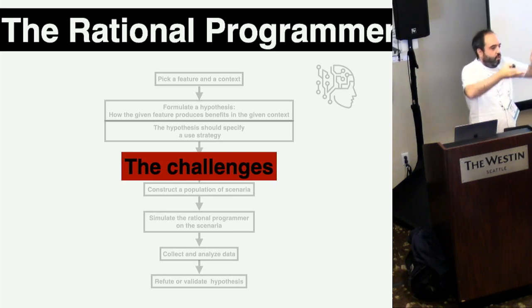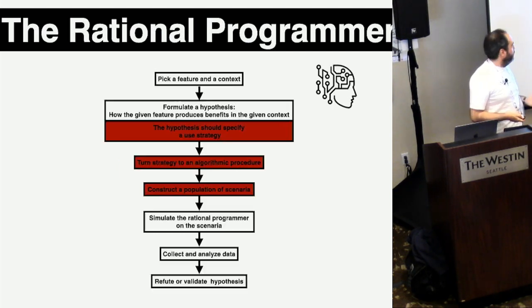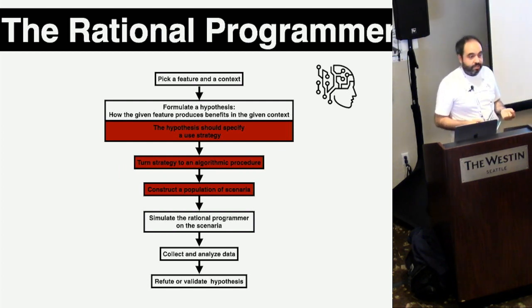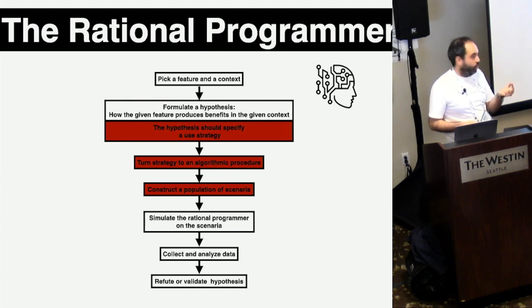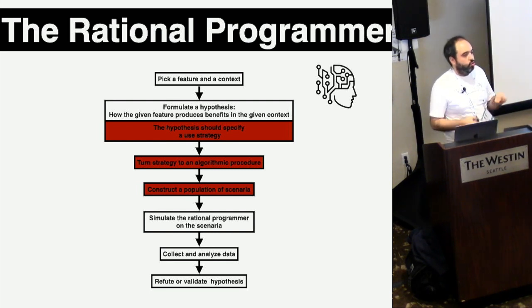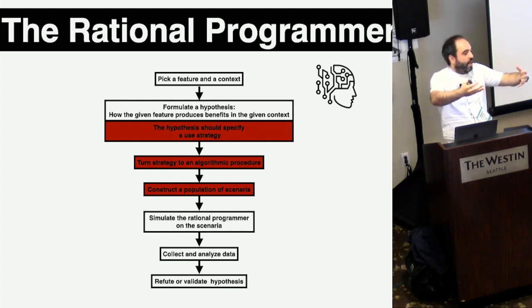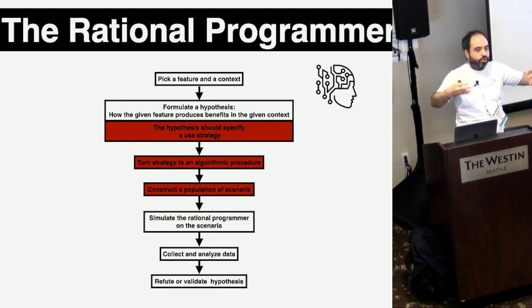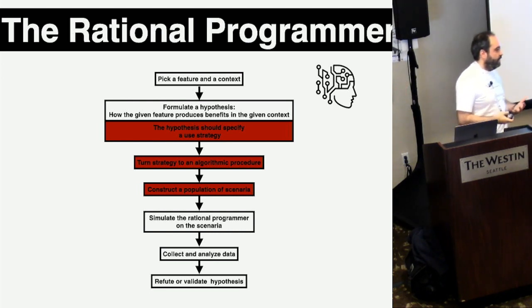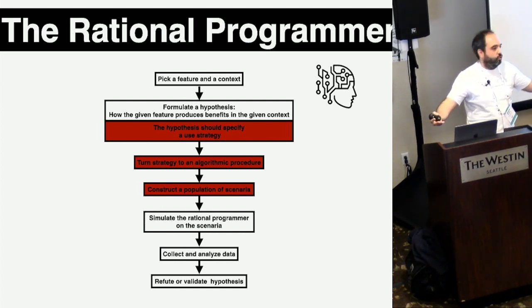I want to say, though, that even though I made it look like a very streamlined process, there are significant challenges that someone needs to overcome in order to implement it. So we need to come up with a hypothesis, and in particular, a hypothesis that has a strategy at its core about how we are going to use the feature to achieve our goal. Then we need to turn this strategy into a procedure. And this is very tricky in some cases because we are abstracting over a programmer. This often involves creativity. So somehow we have to take that creativity out of the mix in order to get an actual algorithm. And finally, we need to be able to create a significant, diverse population of scenarios, so that we can draw from the simulation results that have some significance too.